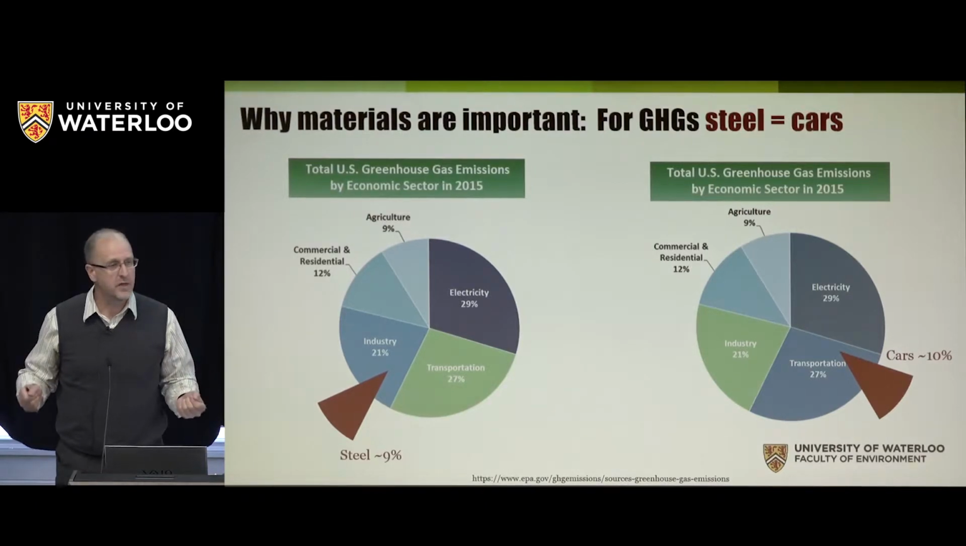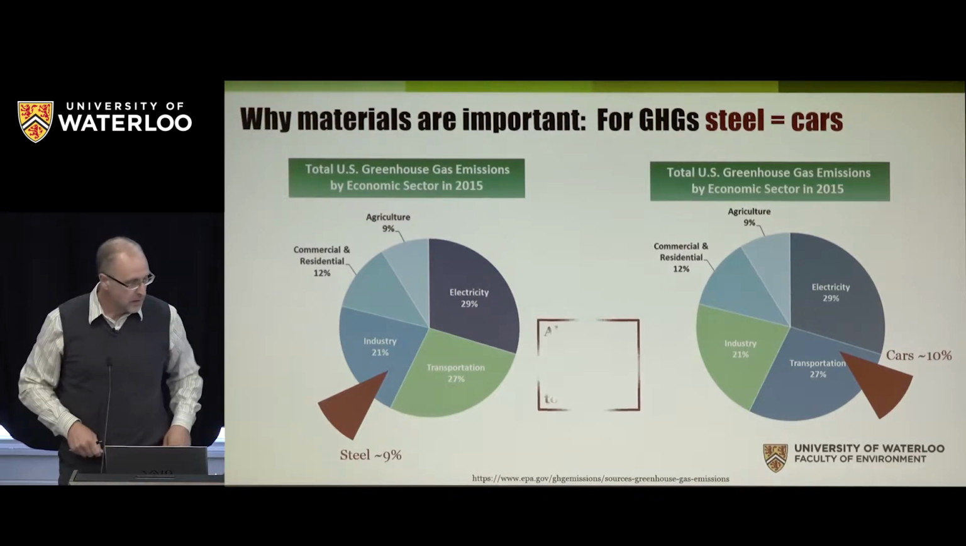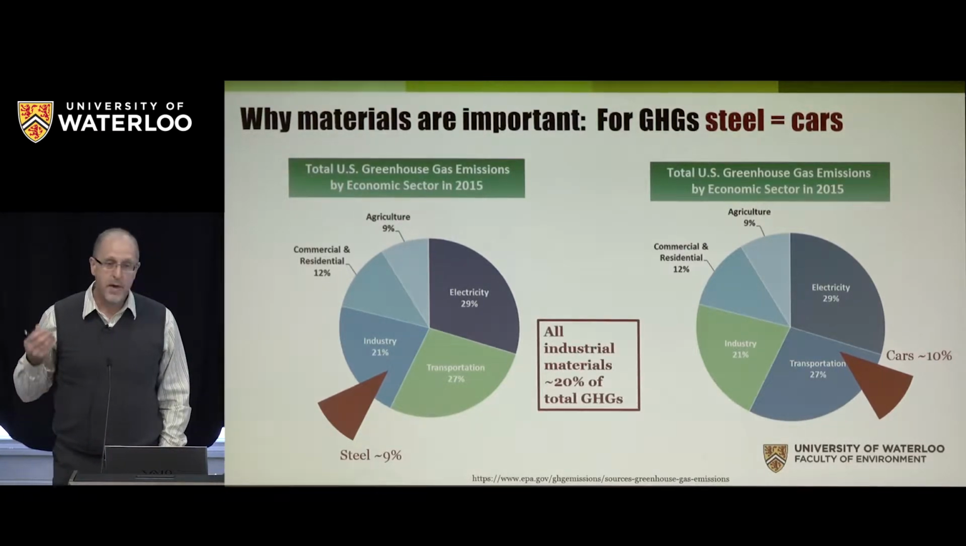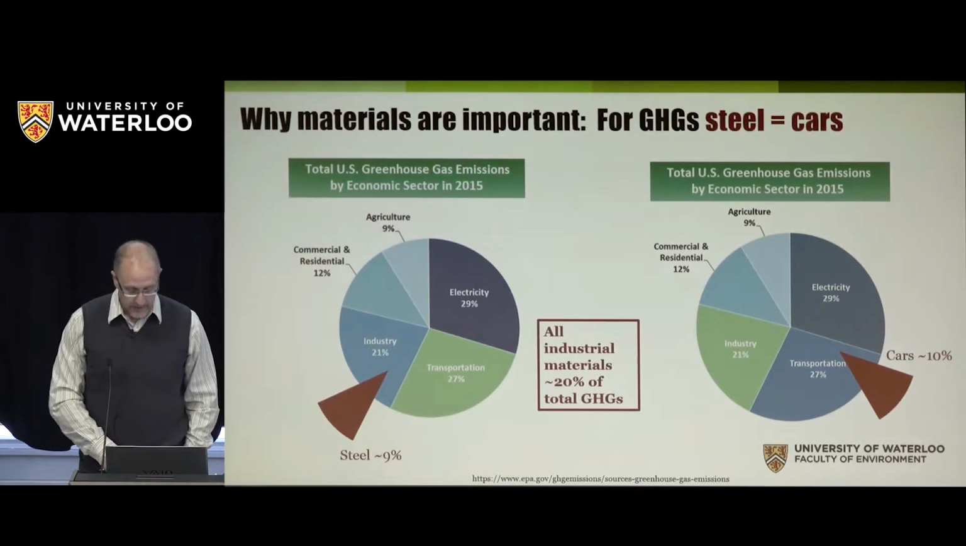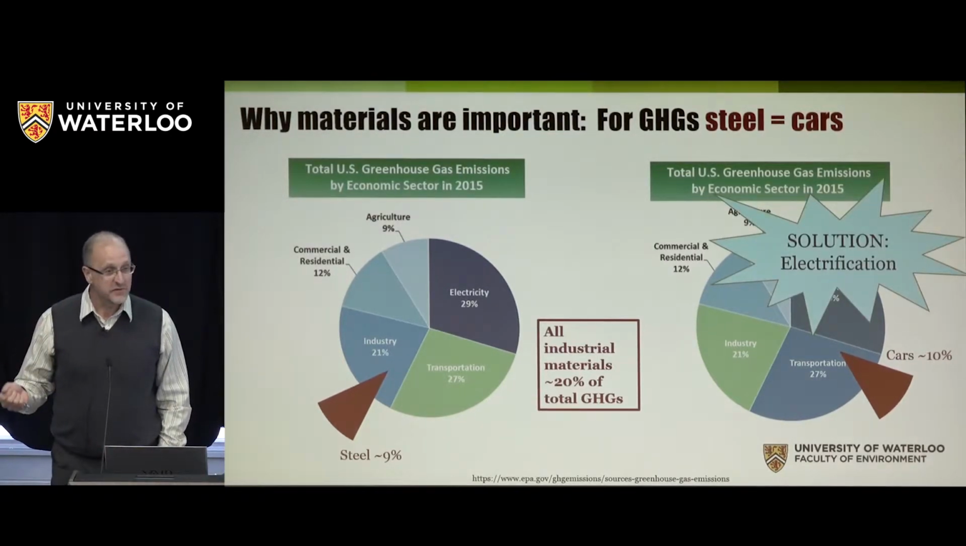We spend so much time thinking about cars, we don't spend the same amount of time thinking about materials. And if you go beyond steel, about 20% of global GHGs are associated with industrial material production. This is just the production, because the steel also goes into the car, so you've also got that life cycle consideration. We have a solution for cars. We have a solution for transportation. We have a solution for buildings. Yes, it's a pain. Yes, it costs money. Yes, it's going to take a long time to do.